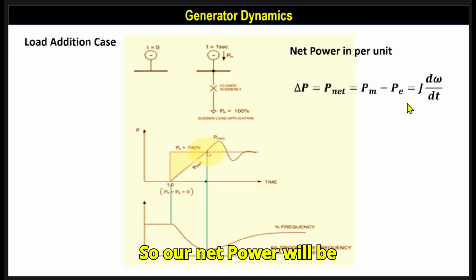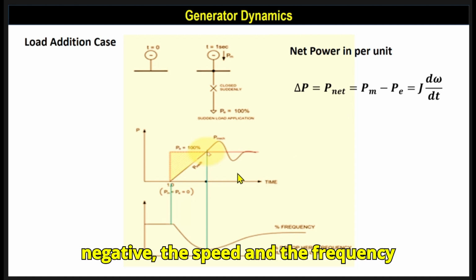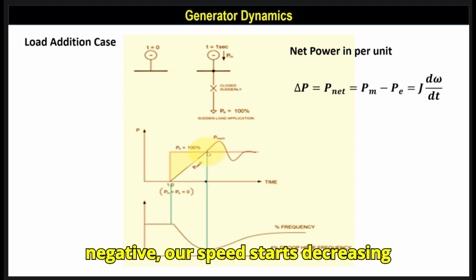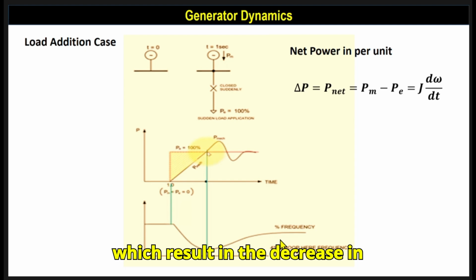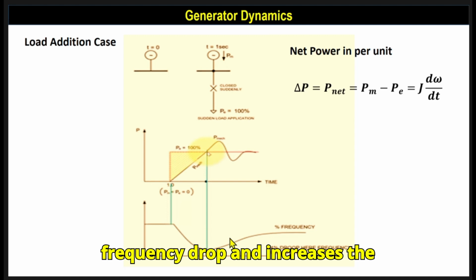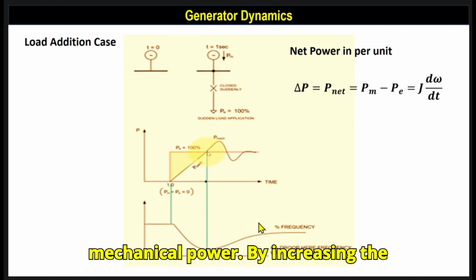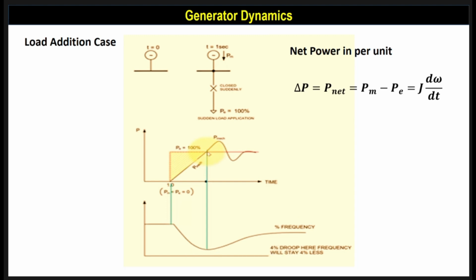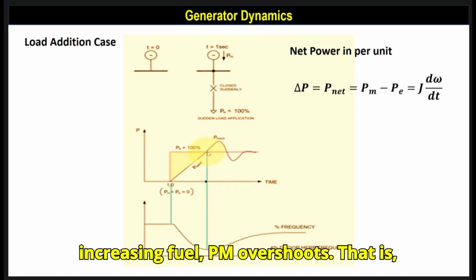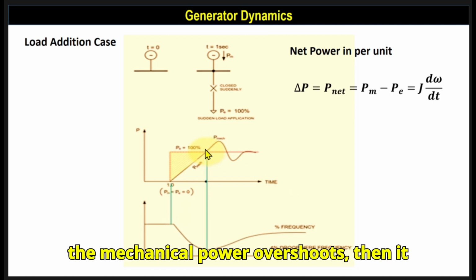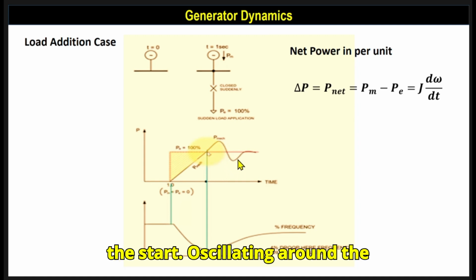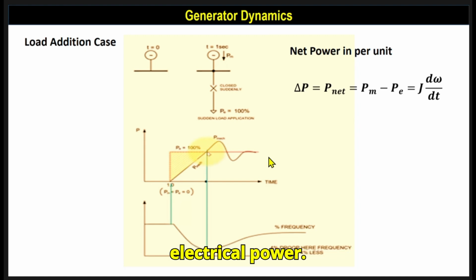So our net torque will be negative. Thus speed and the frequency start decreasing. When our net torque is negative, our speed starts decreasing, which results in a decrease in the frequency. Now the governor senses the frequency drop and increases the mechanical power by increasing the fuel of the turbine. When mechanical power finally catches the electrical power, the governor keeps increasing fuel, so Pm, the mechanical power, overshoots. Then it tries to correct it, and so it starts oscillating around the electrical power.